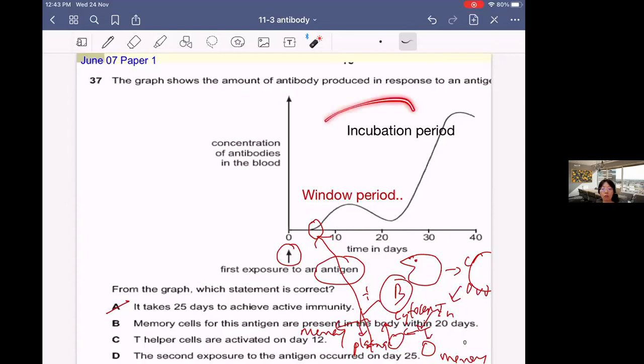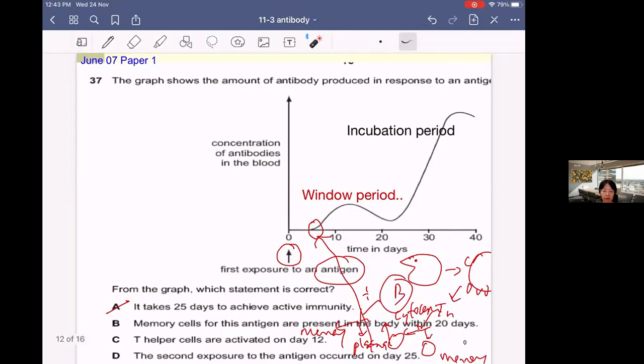So incubation period is not the same as window period. Window period is until antibody can be detected, whereas incubation is until you get sick, that means signs and symptoms can be seen. So they're totally different. It's good that we clarify your doubts today. You need to know what each word means and use it in the correct context. So this is incubation and this is window period. Both are delays. Delay in what? You have to say.